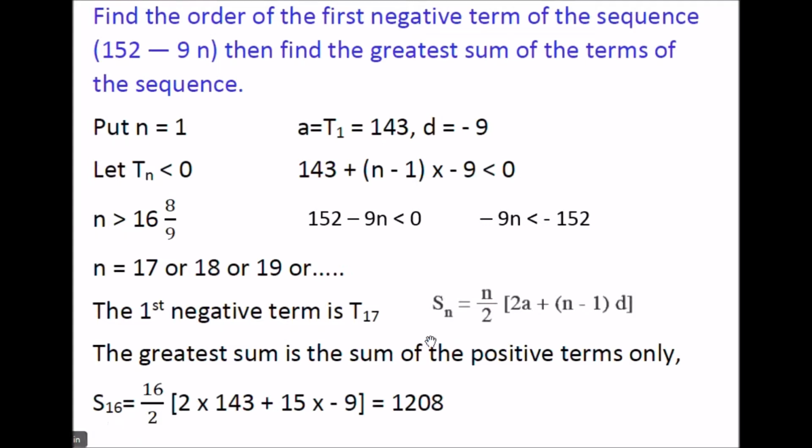So S16 equals, let's use the formula for the sum, Sn equals n over 2 times 2a plus n minus 1 times d. n is 16, so 16 over 2 times, the first term a is 143, plus n minus 1, which is 15, times d. d is negative 9. This is the coefficient of n in the given formula of the general term. Simplify, and this is equal to 1208. And this is the sum of positive terms, or the greatest sum of the terms of the sequence.